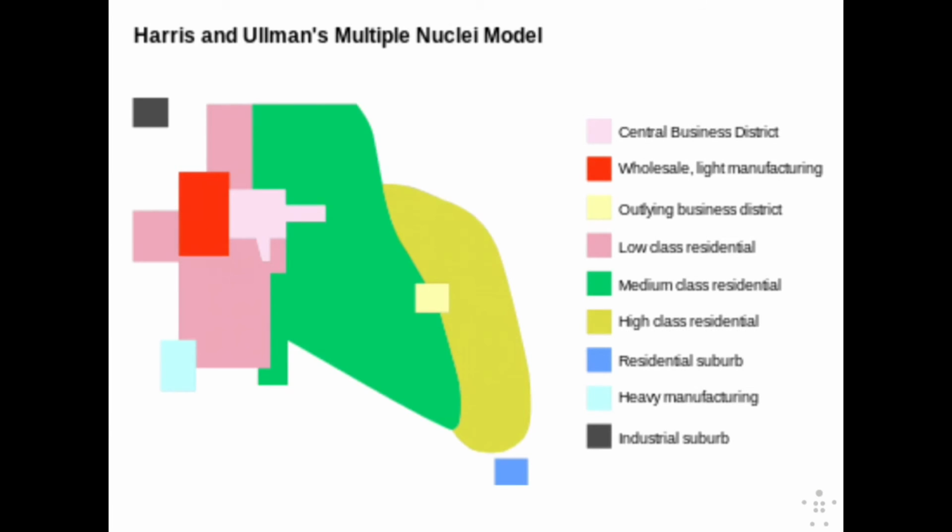The next model I want to look at is the multiple-nuclei model. The concentric zone and Hoyt's sector model both assume that urban growth and development occurs outward from a single central business district, which originally had been the site of the very first settlement. The multiple-nuclei model, developed in 1945 by geographers C.D. Harris and E.L. Ullman, counters that, and, oh, by the way, here they are. Let's see what they have to say.